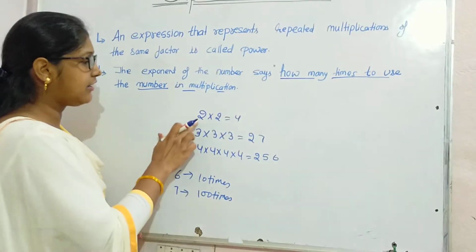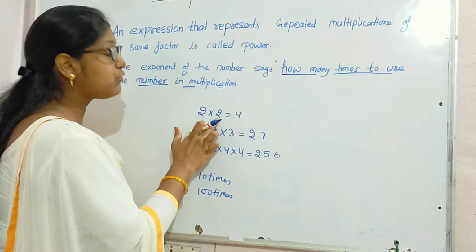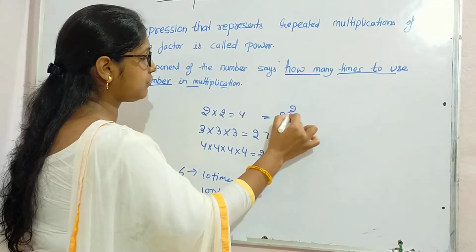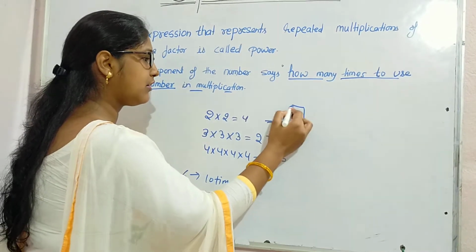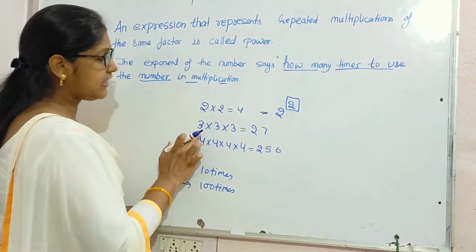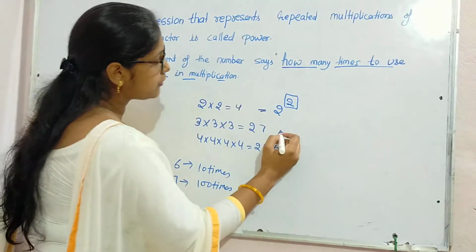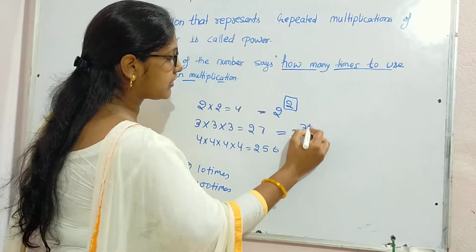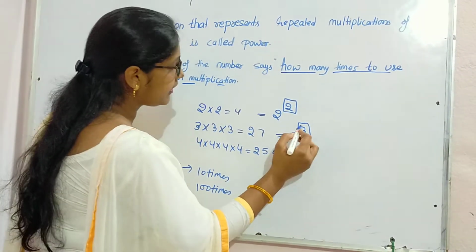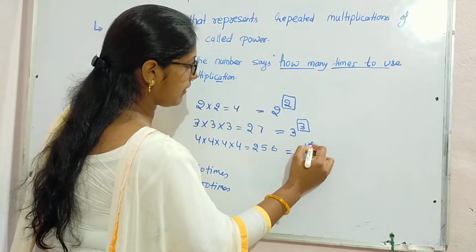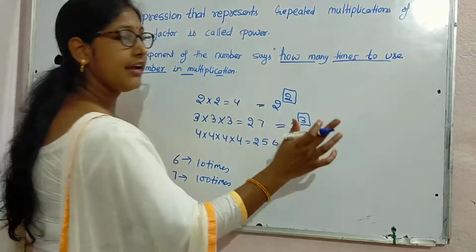It means that here we can see that 2 is multiplied 2 times, then we can write it as 2 to the power 2. So this 2 is said to be the exponent. Same as here we can see that 3 is multiplied 3 times, so we can write it like 3 to the power 3. Here power 3 is said to be the exponent. Same as here 4 is written as 4 to the power 4. Then this 4 is said to be the exponent.